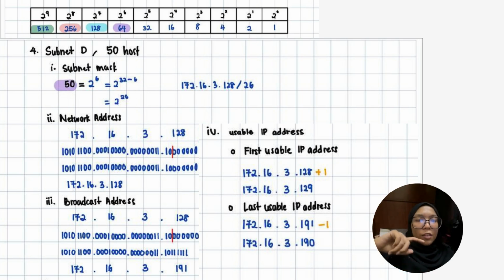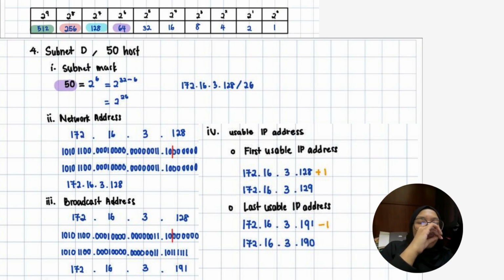Okay, lastly for subnet D, which provides 50 hosts. For the subnet mask, we need to find the closest number to 50, which here is 64, equal to 2 power of 6, and then we use the equation 32 minus 6. So the subnet mask will be 26.